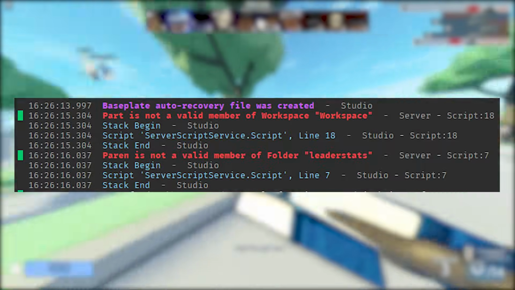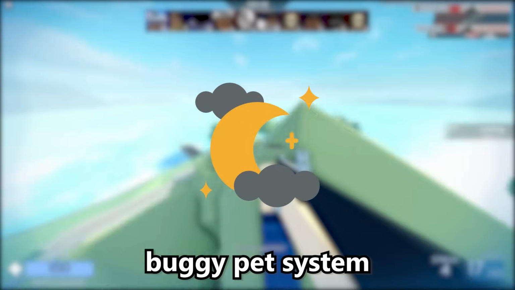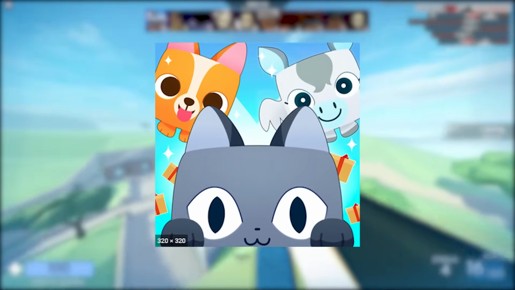Problem solving. The reason a lot of people quit scripting is because they get stuck on a really huge bug and literally rage quit. As a scripter, you need to believe that you can solve the problem. At 3 a.m. working on something like a buggy pet system, the only thing that keeps me moving is the fact that there is a solution. I just need to find it.